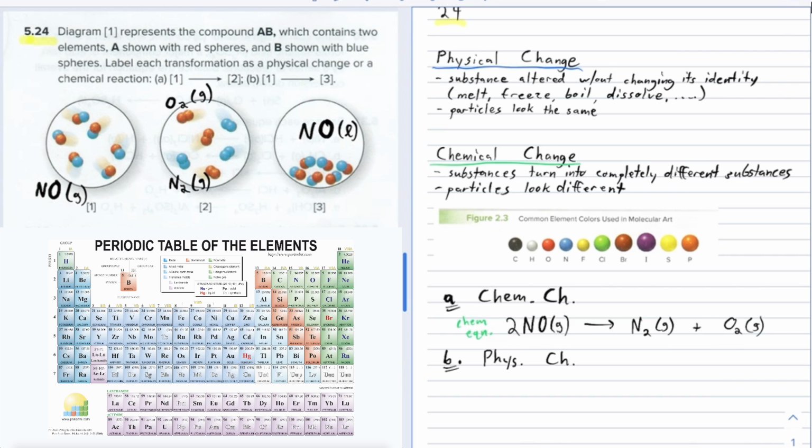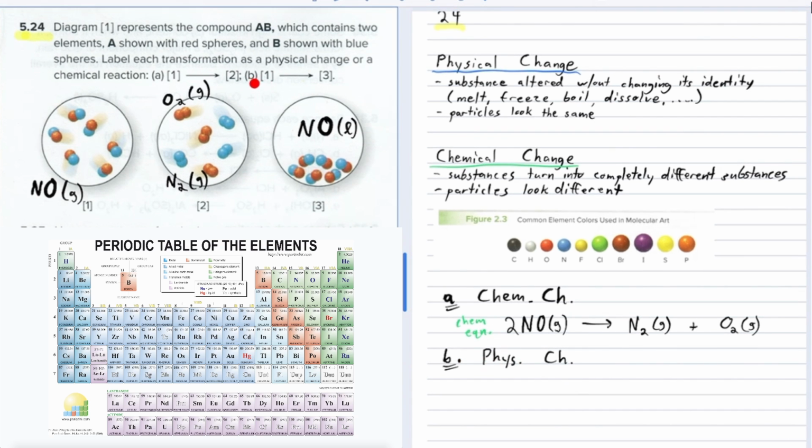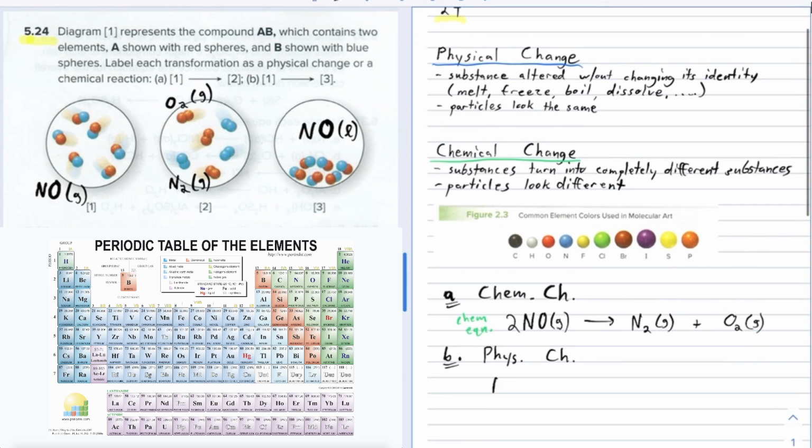And then what about the chemical equation that describes transformation B, that physical change here? In transformation B, you had 1 going to 3. NO gas turns to NO liquid. So NO gas turns into NO liquid, and this is already balanced. For physical changes, the chemical equations are always balanced, very easy. So this is the chemical equation that describes this change.